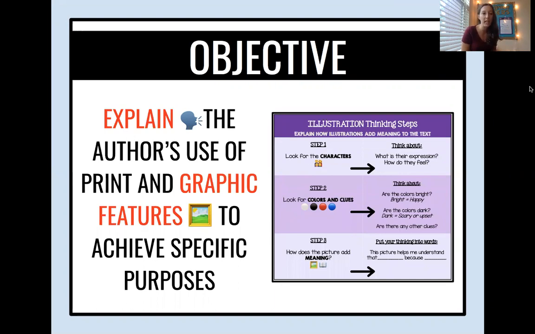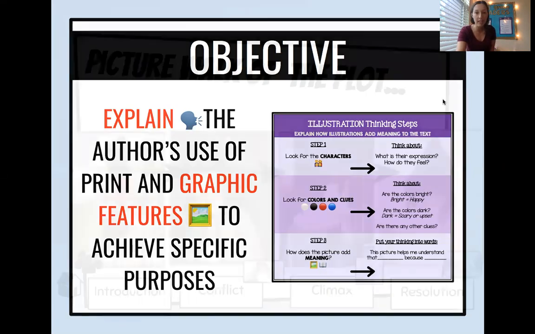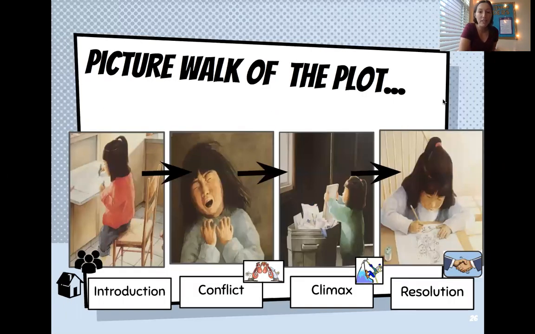When we explain in reading, we are going to put our thoughts into words. And we're going to do that by looking at the graphic features in the book, which is just another word for illustrations. So we're going to be explaining, or putting our thoughts into words, about what we learned from the illustrations. And as you see in the picture, we have new thinking steps that are going to help us do that. But before we jump into our thinking steps, let's talk about our story.